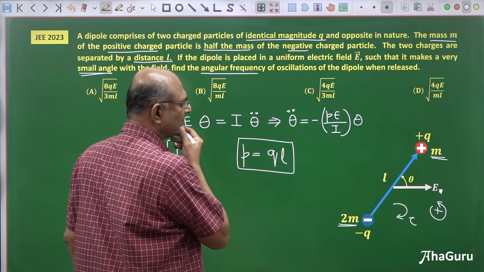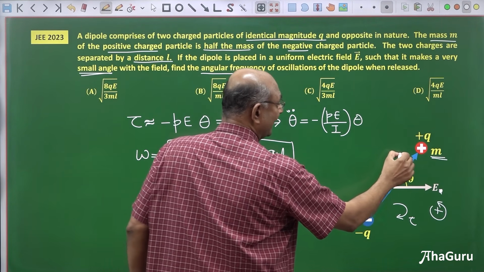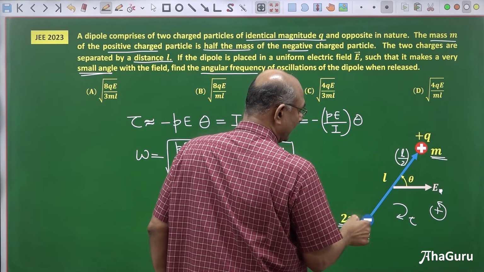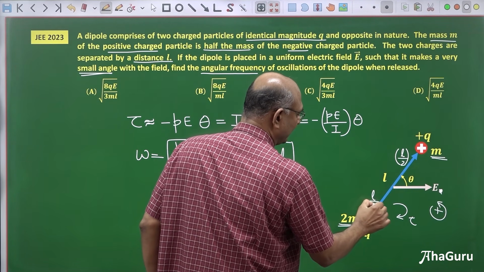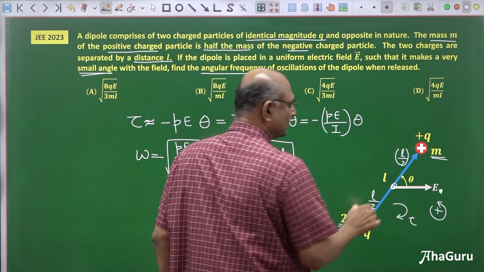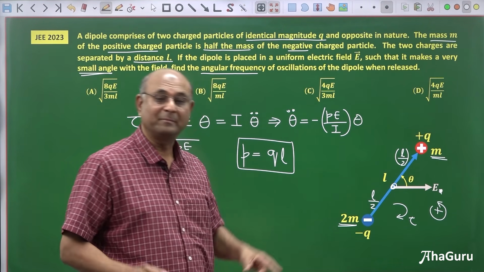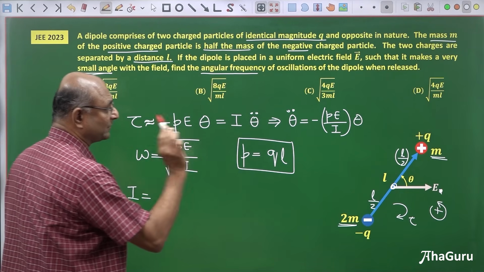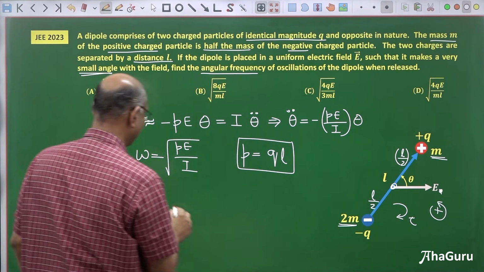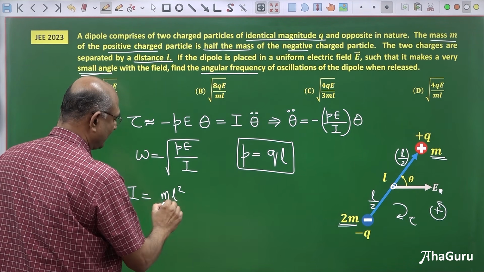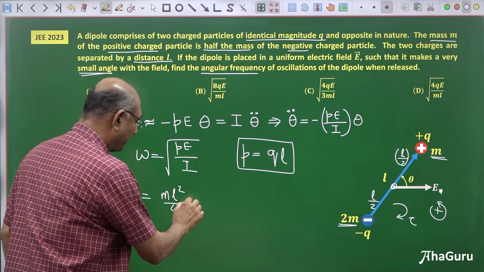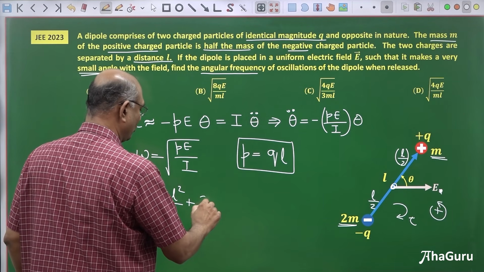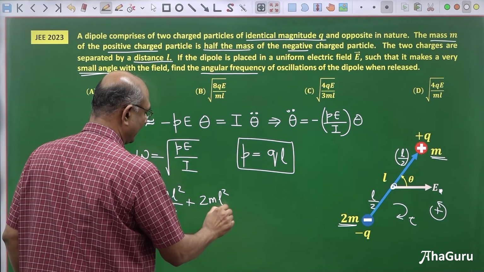Okay, what about I? Moment of inertia. M into L by 2 whole square, which is L square by 4. 2M into L by 2, right? You're taking about this point, right? So L by 2 whole square here will be L square by 4. So let me write moment of inertia carefully. This is the most important part. M into L square by 4 plus 2M into L square by 4.